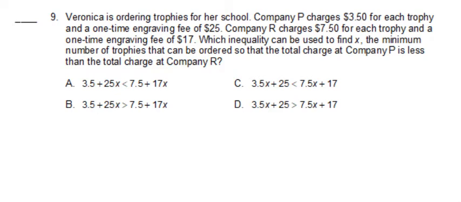A. 3.5 plus 25x is less than 7.5 plus 17x. B. 3.5 plus 25x is bigger than 7.5 plus 17x. C. 3.5x plus 25 is less than 7.5x plus 17. Or D. 3.5x plus 25 is bigger than 7.5x plus 17. This is the end of question 9.